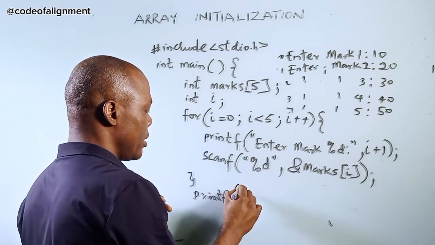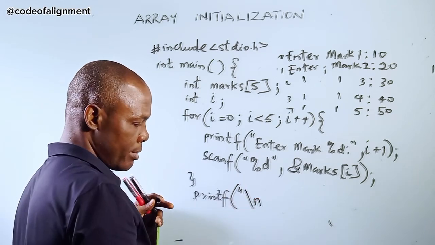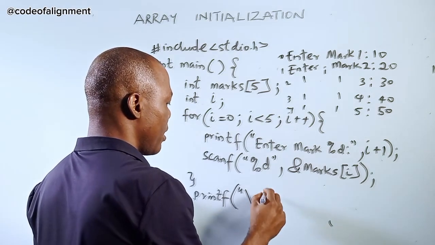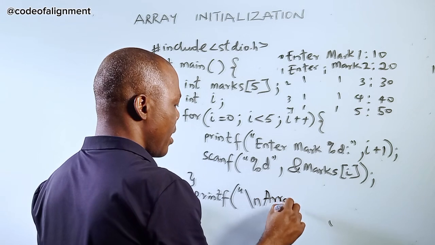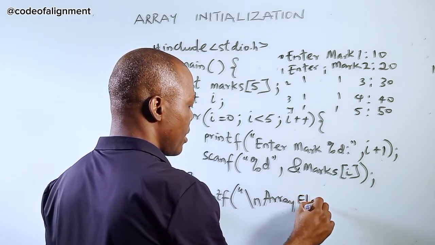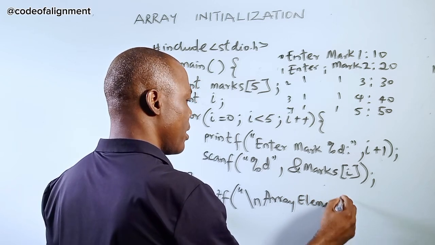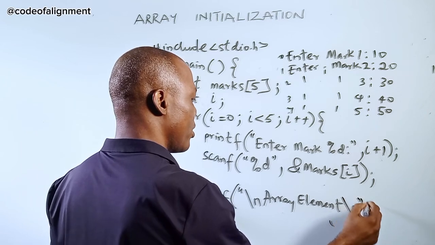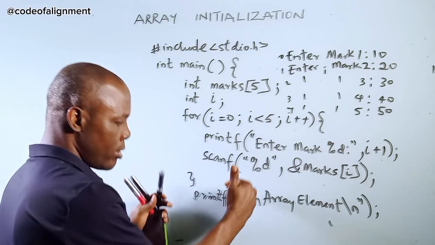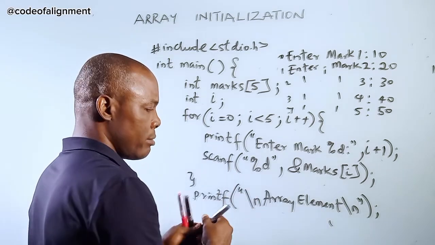Then in this place, I'll put a string literal again. Then I'll put \n, right? Then I'll put "array element," right? \n again, close this. So what this is simply saying is go one line space, a new line, then print out array element.